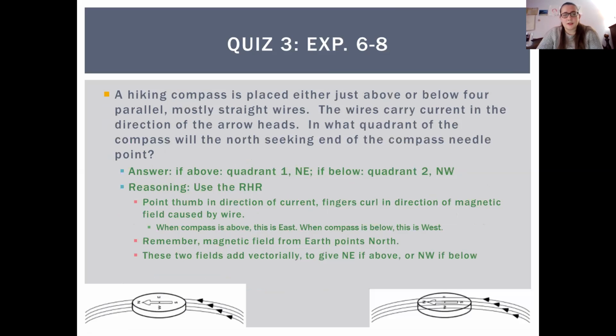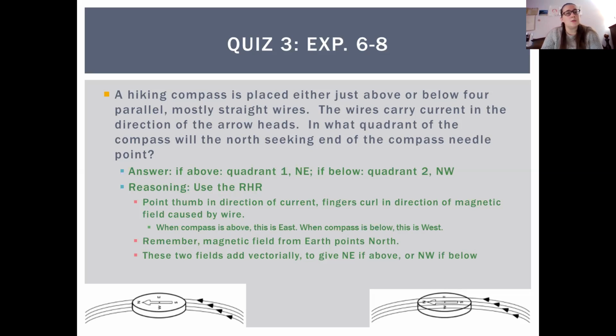All right, this one is experiment 8. We're dealing with the hiking compass, either above or below the coil of wires, and we want to know which direction the resultant magnetic field will be pointing in. So if you're dealing with the compass above the coil of wires, you'll get a different answer than if your compass is below the coil of wires. And so I went through both of these cases just so you can see the difference.